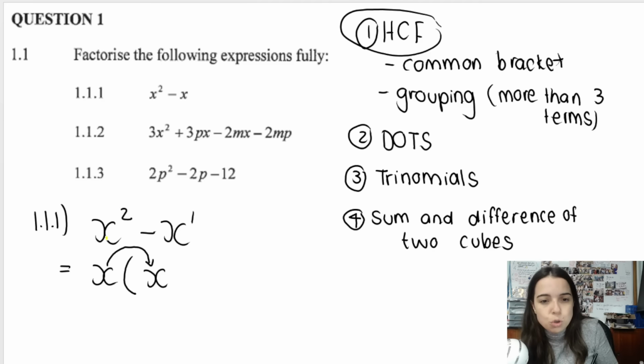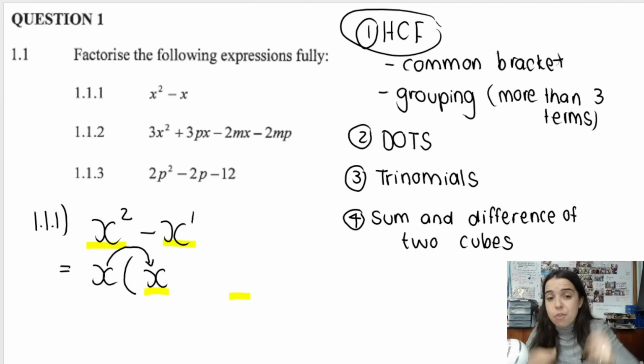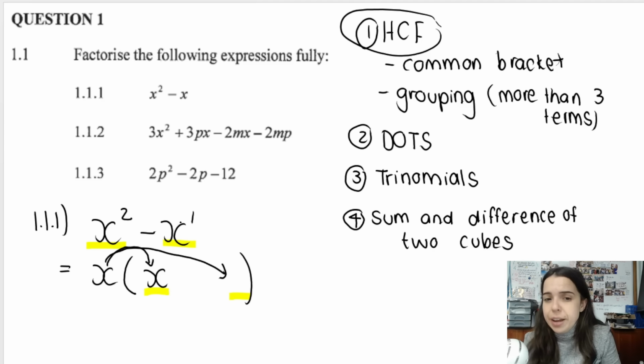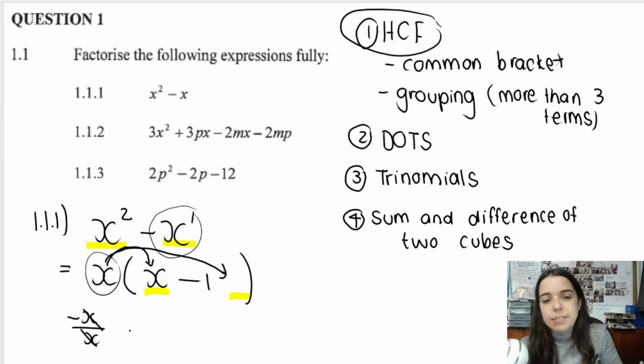Now, because we have 2 terms here, we're going to have 2 terms inside what I call the leftover bracket. So how do I get the second term? Well, x times what will give me negative x? Negative 1. Or you can say negative x divided by x. Negative x divided by x, those cancel out, leaving you with negative 1. That's where those 2 terms come from inside the bracket. And we're done. We fully factorized 1.1.1.